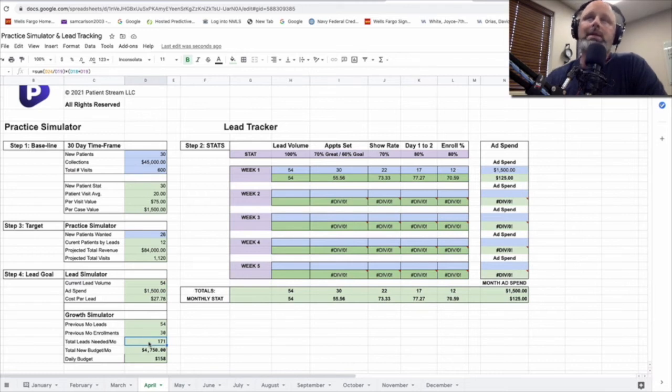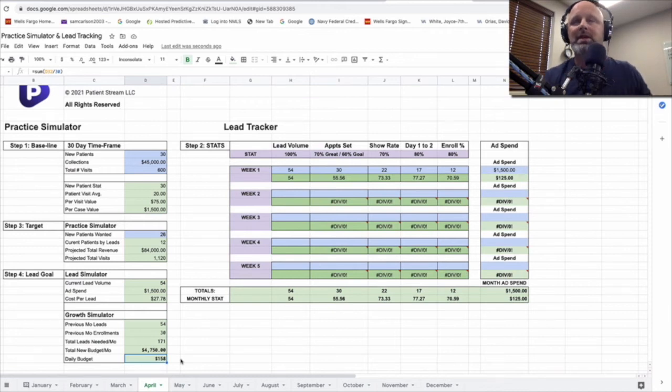Now, leads don't just have to come from Facebook. They can come from a variety of different things, but we know that we want to at least hit that mark. Now, if we're doing that just with Facebook ads and Instagram ads, which you can do with PatientStream, we know that we need to be spending $158 on our daily ad budget.